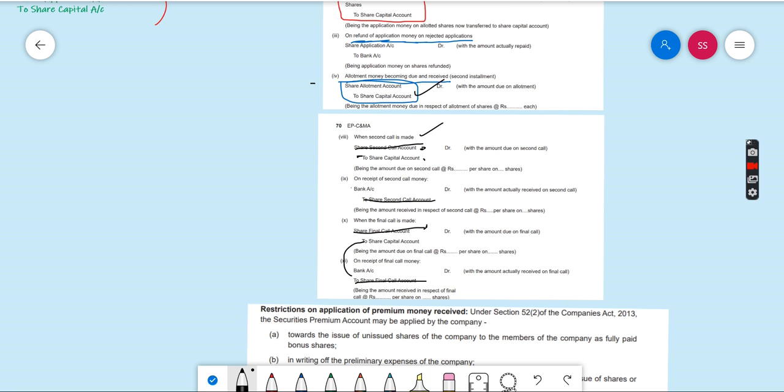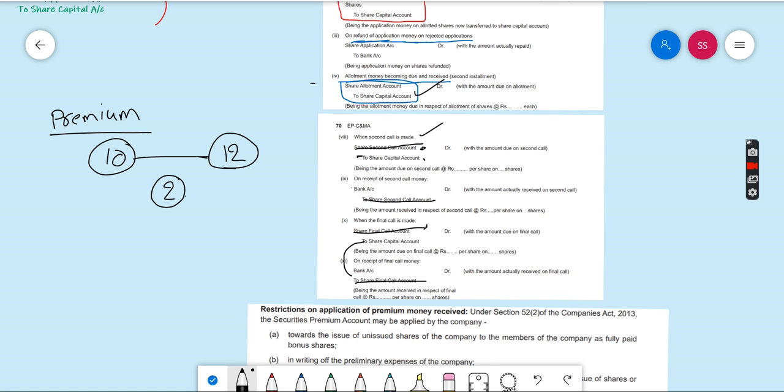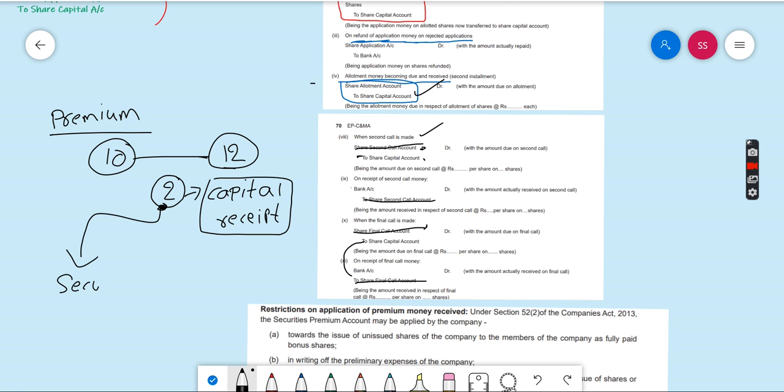When you issue shares at premium, what does it mean? When the share value is 10 rupees, you are issuing the shares at 12 rupees, right? Then you are issuing shares at 2 rupees premium. This 2 rupees you will consider as a capital receipt because this is non-recurring in nature. You are not receiving this daily, right? So this is a capital receipt. You will transfer these 2 rupees to a separate account called securities premium account.